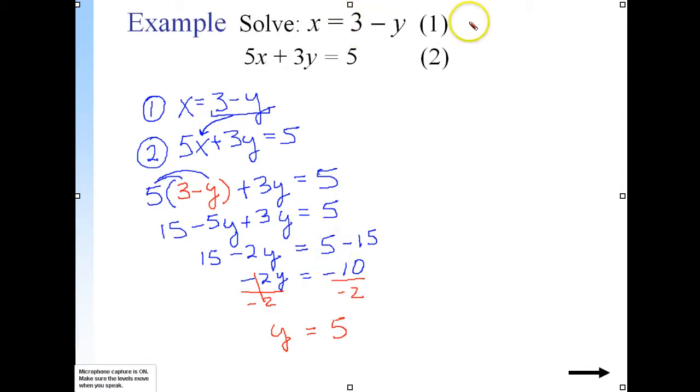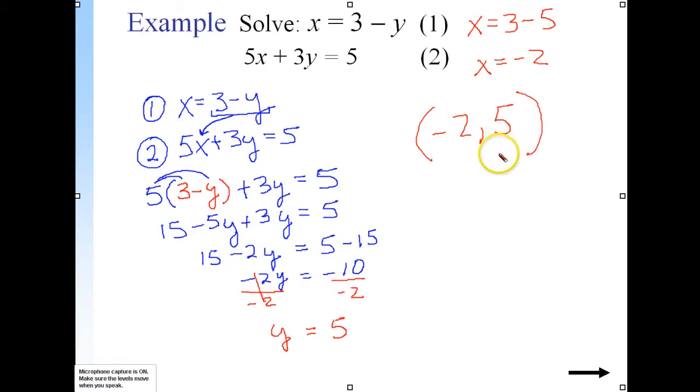Now I go into this equation up here. I say x equals 3 minus, now our value for y is 5. I put a 5 there. And I get x equals a negative 2. So my ordered pair then is going to be a negative 2 for the x and a positive 5 for the y. And the method I used was substitution.